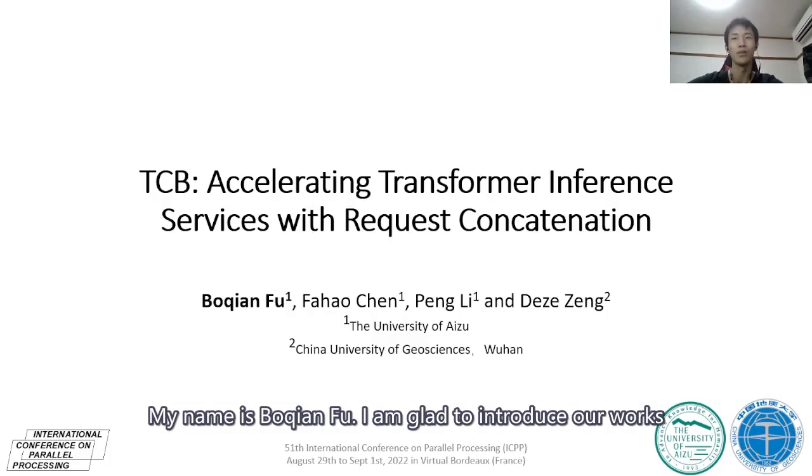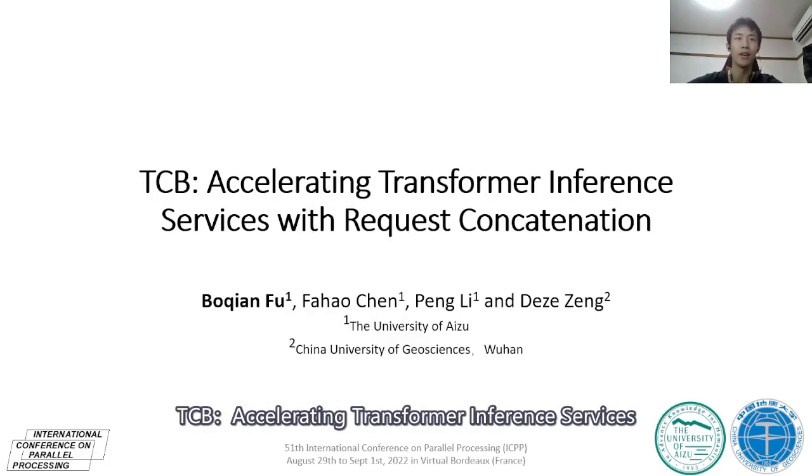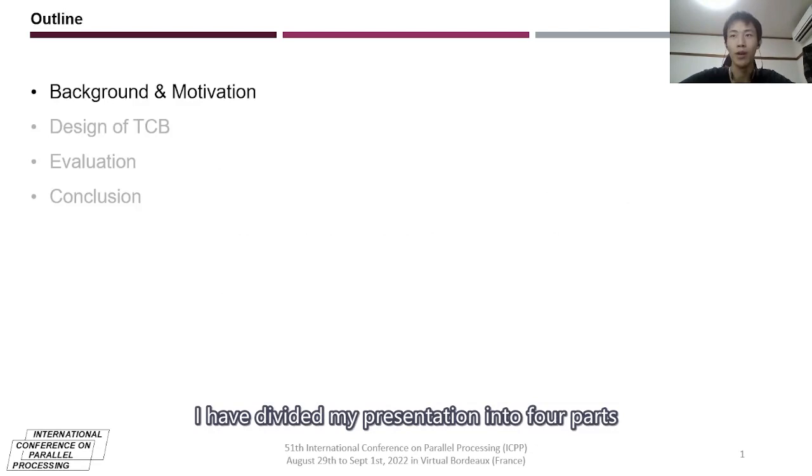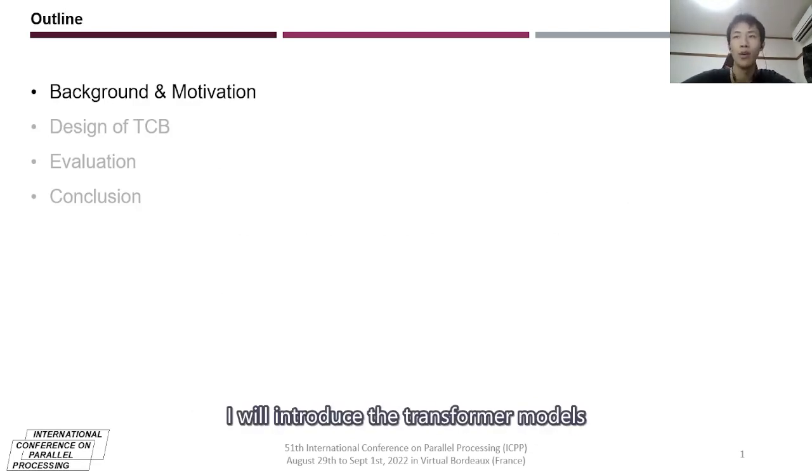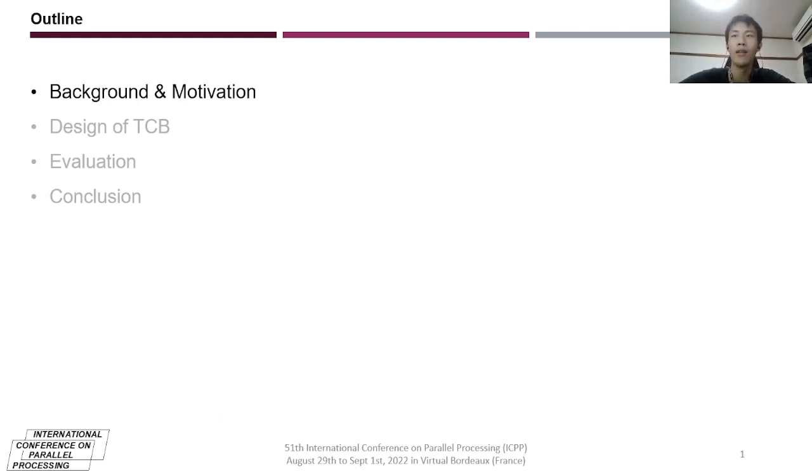My name is Boqian. I'm glad to introduce our work TCB, Accelerating Transformer Inference Service with request concatenation. I have divided my presentation into 4 parts. In the first part, I will introduce the transformer models and NLP-related service system. Then, I will point out the problem here and why we need to solve that.